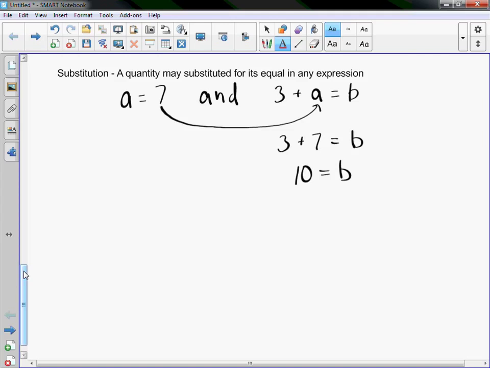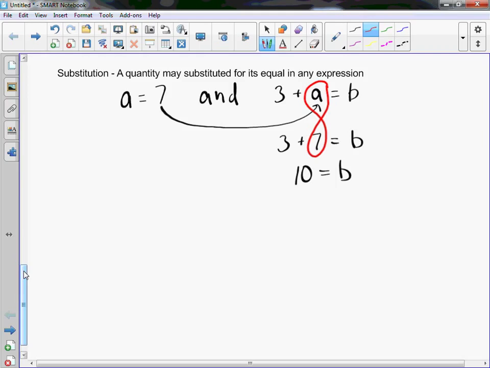So the substitution takes place right here. I replace that A with a 7 because it said A is the same quantity as 7, so we can do the replacement with the substitution property of equality.